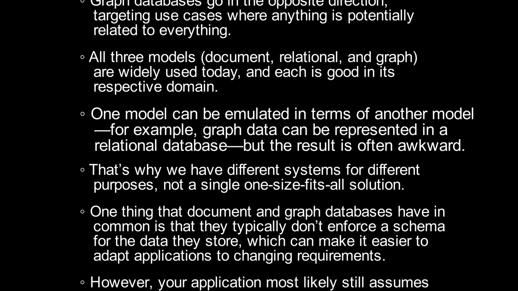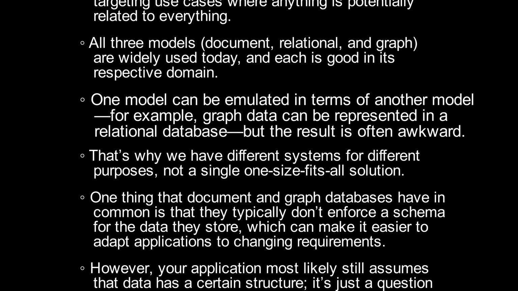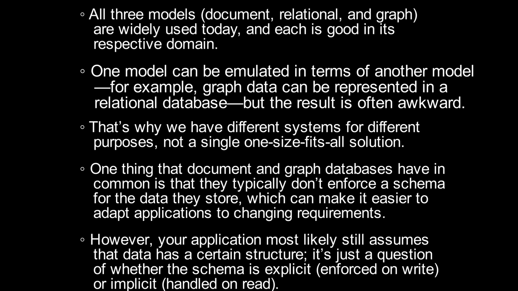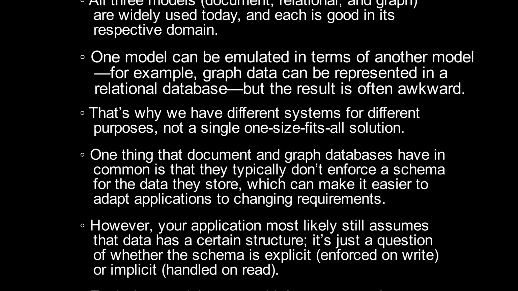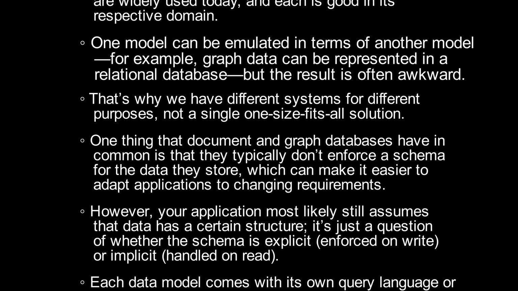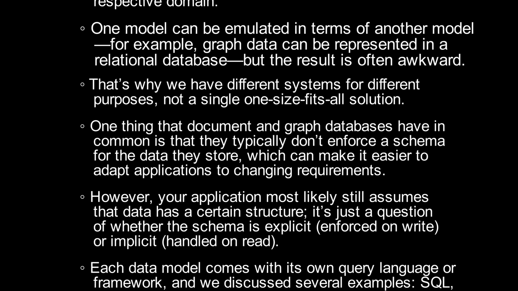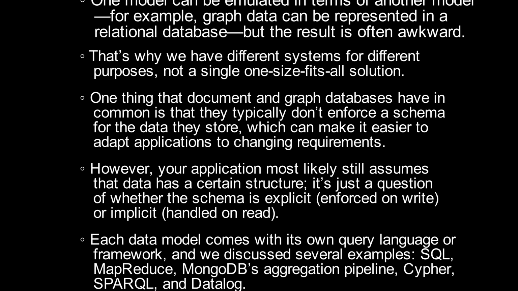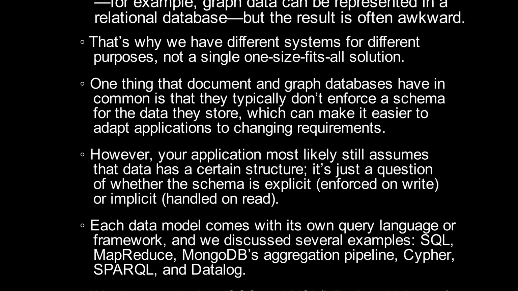One thing that document and graph databases have in common is that they typically don't enforce a schema for the data they store, which can make it easier to adapt applications to changing requirements. However, your application most likely still assumes that data has a certain structure. It's just a question of whether the schema is explicit (enforced on write) or implicit (handled on read).